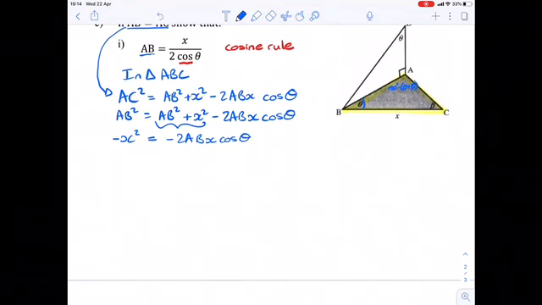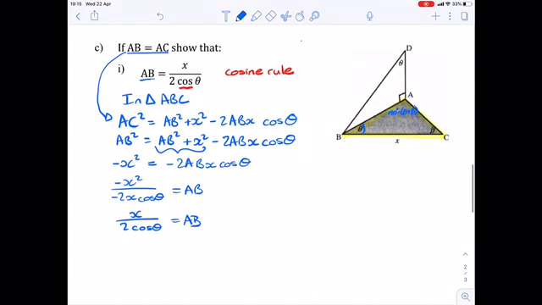And now I'm going to divide by the negative 2 and the x cos theta. So I have negative x squared over negative 2x cos theta is equal to AB. And now it's quite easy to see that the negatives will divide out. The x's will divide out, leaving an x on top and 2 cos theta at the bottom, which is what they have asked us to prove.